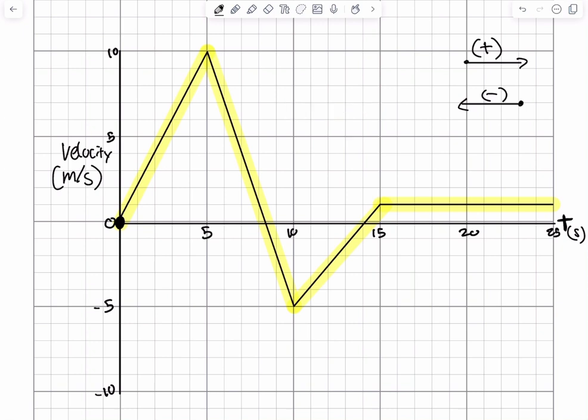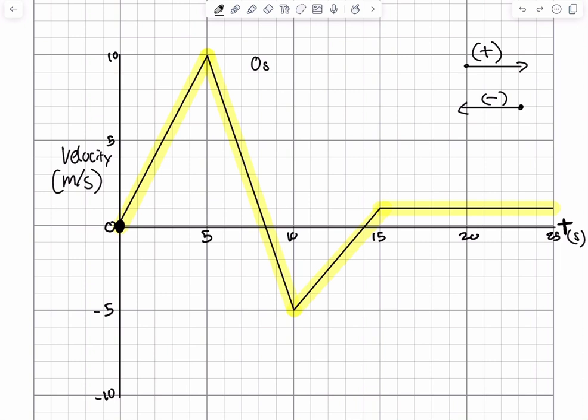Now that we've defined what's actually going on in this graph, let's talk about what it means to increase and decrease velocity and cross the x-axis, because that can be a little confusing. With this first section, it's quite clear what's going on. Our object is going from rest to 10 meters per second. It is speeding up, right? For those of you that have watched the acceleration video, you know that this object has a positive acceleration.